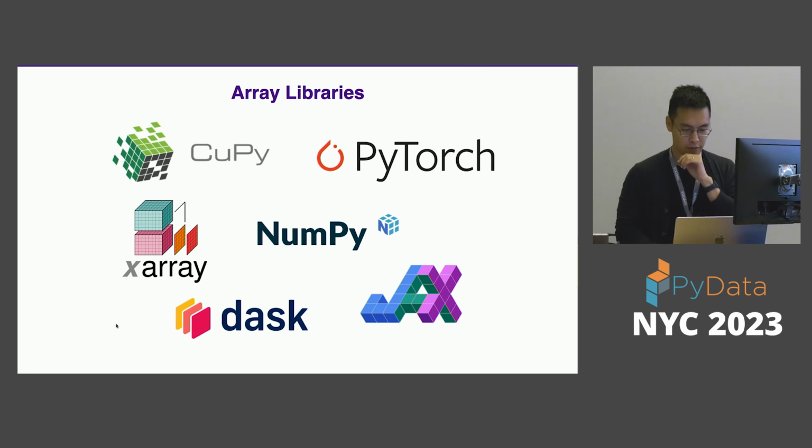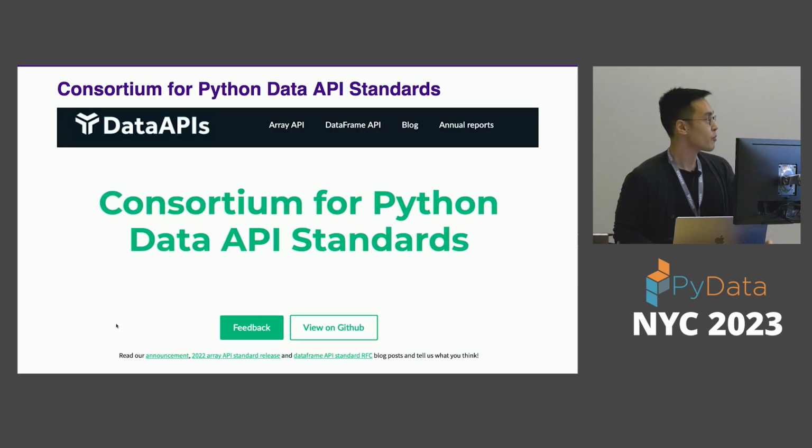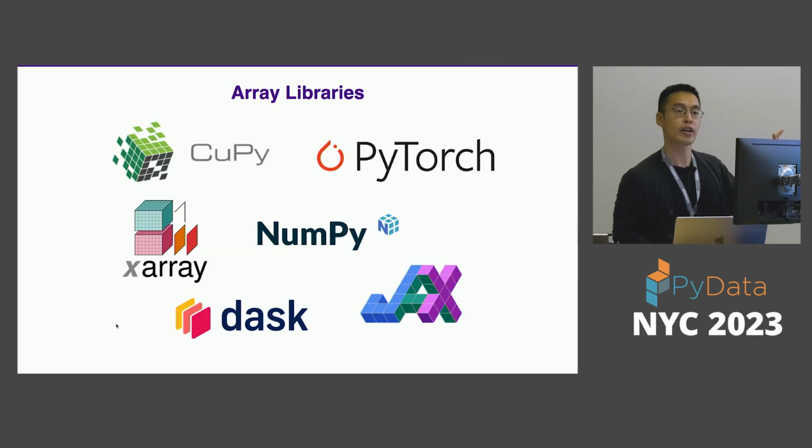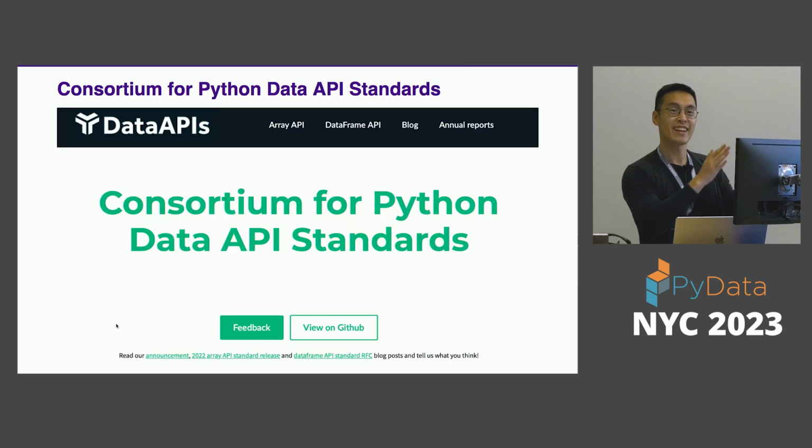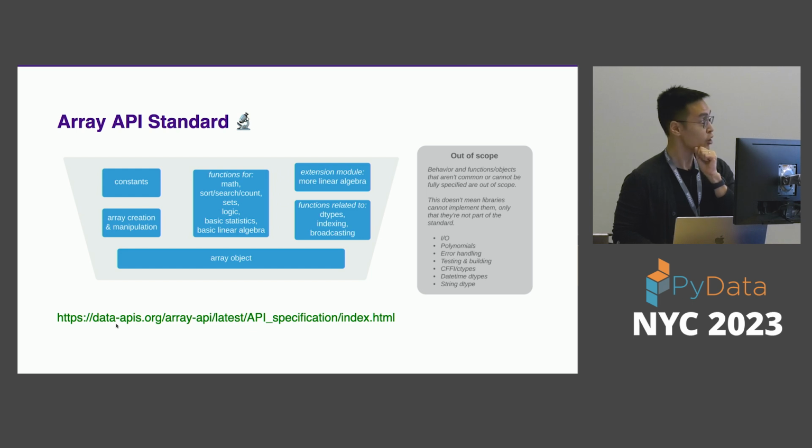The vision of the array API standard, which was built by a consortium called the Consortium for Python Data API Standards, contained maintainers from these projects who got together to create a standard amongst the array libraries in Python. So that was the goal. It's a very ambitious goal because all the array libraries have different functionality. And after a year or so, they created the standard.